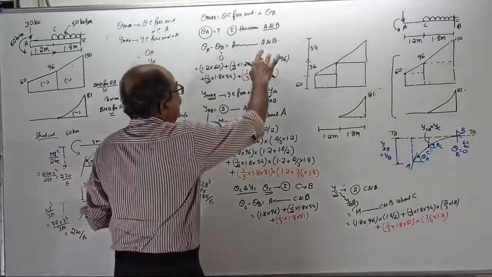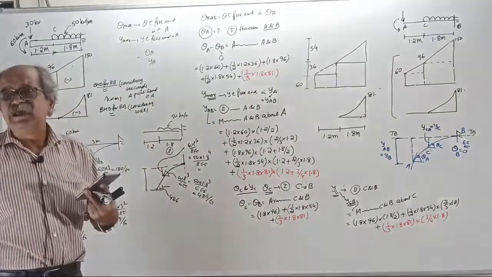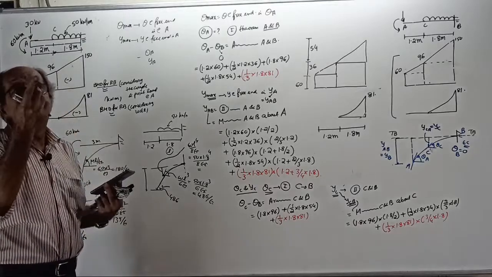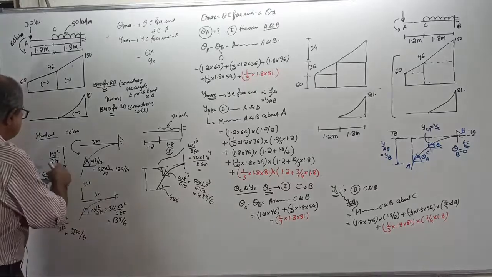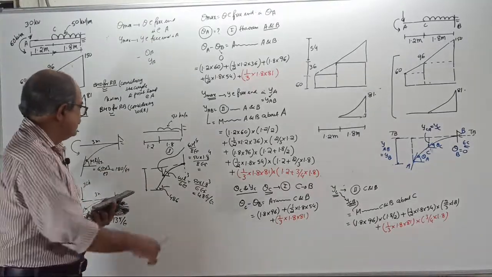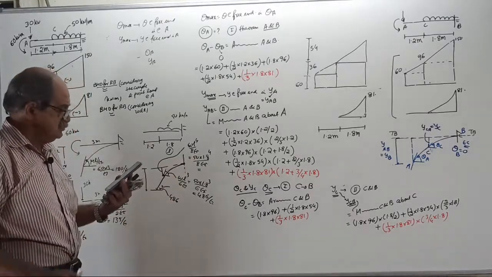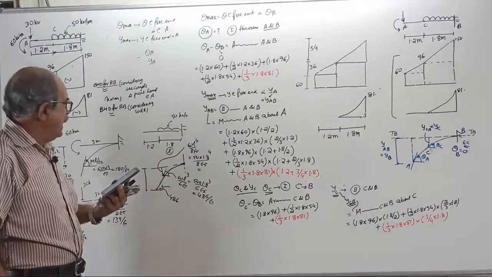Later, when I do the moment area method or conjugate beam method, in case the answer is not tallying, I will look at the problem, apply my trick and tell what the answer is. Then that means somewhere here there is a mistake. That is the only chance. 50 into 1.8 power 4 by 8.